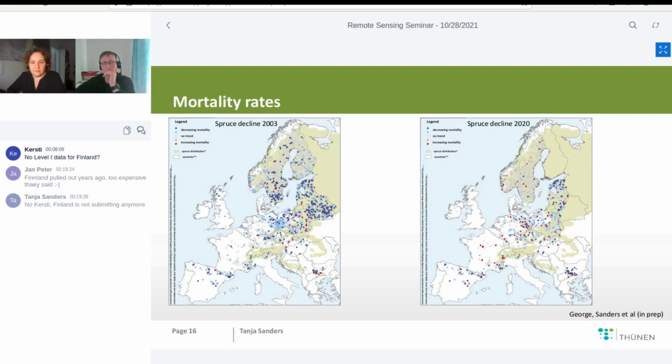This is from a paper which is just in preparation, and it is showing the mortality rates from the ICP Forest data as well. I think Jan Peter is here in the group as well. And you can see that in 2003, we had individual red dots just distributed across Europe. And we can see an increase of these red dots in 2020. And this is just to show that really this ground data gives us a nice timeline, but it gives us as well an idea about regional hotspots.